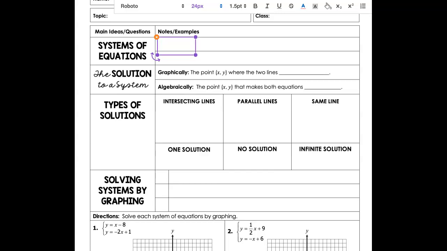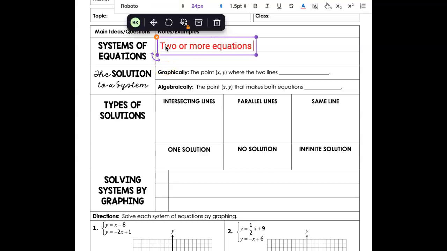All right, so today we're going to be starting our new unit, which is solving systems of equations. A system of equations is just two or more equations with the same variables. So they're going to be two equations that have the same variables. We're going to solve them at the same time.